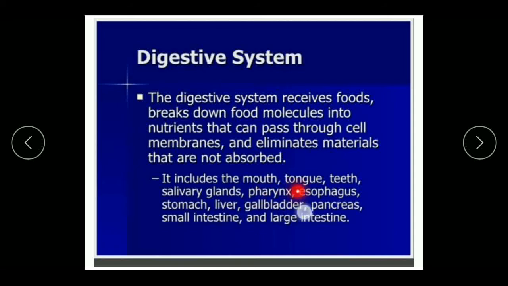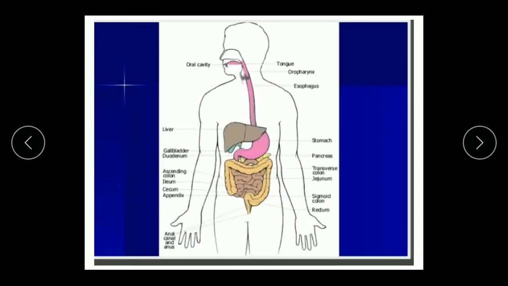It includes the mouth, tongue, teeth, salivary glands, pharynx, esophagus, stomach, liver, gallbladder, pancreas, small intestine and large intestine. These all form the digestive system.